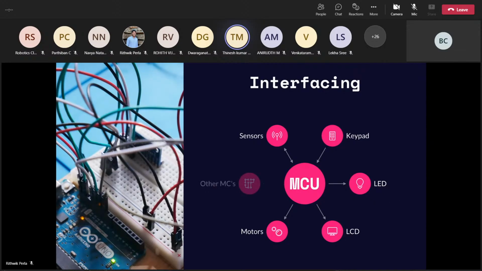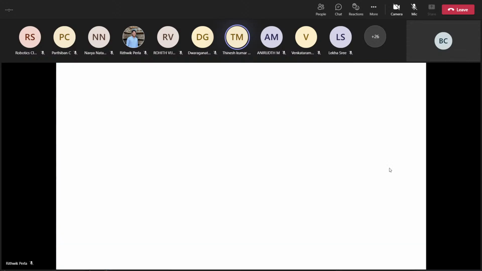Then we have other microcontrollers as well. You can make a microcontroller powerful by connecting another microcontroller with it. Yeah, that is about interfacing. Well, let's move on to the next slide.